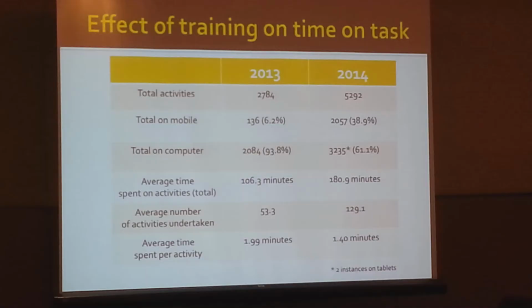Now, if you have a look, in 2013 only 6.2% of the activities were carried out on mobile devices. In 2014, it was 38.9%. There was a massive increase in the amount of activities carried out on mobile devices through providing extra training. You can also see the amount of time spent on the activities increased dramatically, and learners were undertaking far more activities. They were more active users of the technology for learning purposes because they knew why they were doing it, and they knew how to do it, and they could articulate their reasons to others.